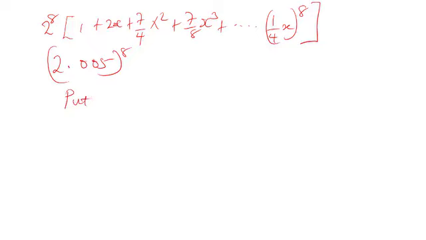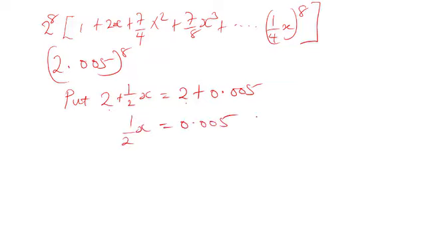We have 2 plus 1 over 2x equal to 2 plus 0.005. One of the things I want us to understand at this point is that we have 2 here and 2 here. Now we want to compare the two equations. You see that 1 over 2x is equal to 0.005. Now I would like us to do a normal cross multiplication. If you cross multiply, you have 2 times 0.005 times x to be equal to 1.